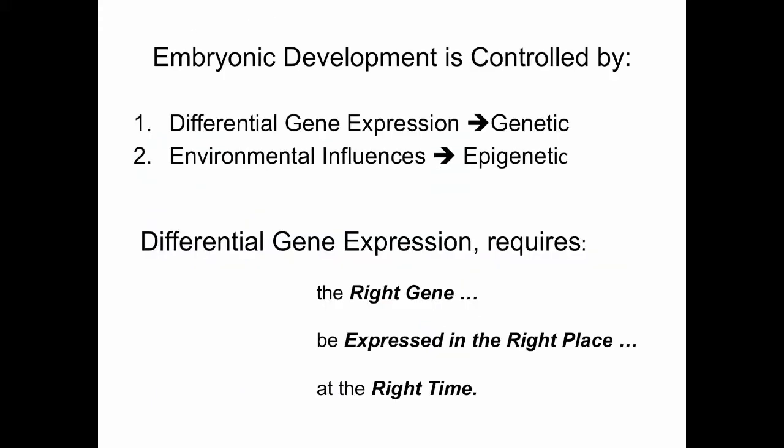If we think about embryonic development, we can think about it being controlled by differential gene expression. That would have genetic factors, and we can think about environmental factors, so-called epigenetic factors. And basically, if you think about embryonic development and differential gene expression, we can say that differential gene expression requires that the right gene be expressed in the right place at the right time.